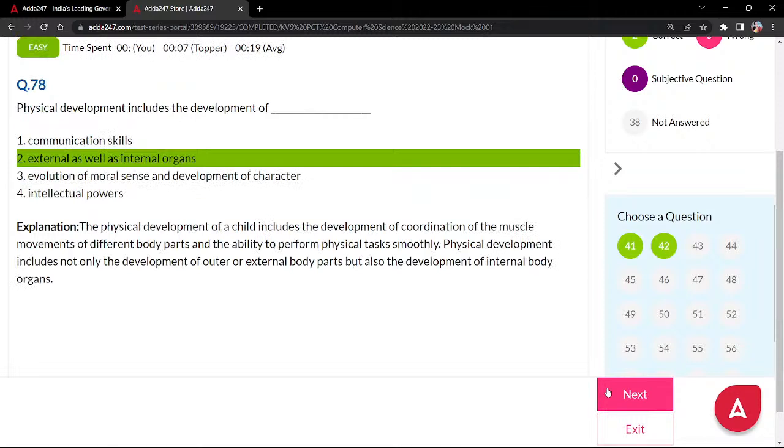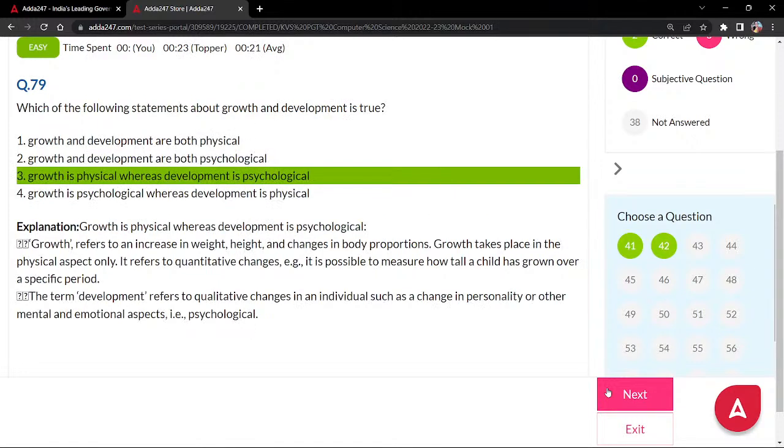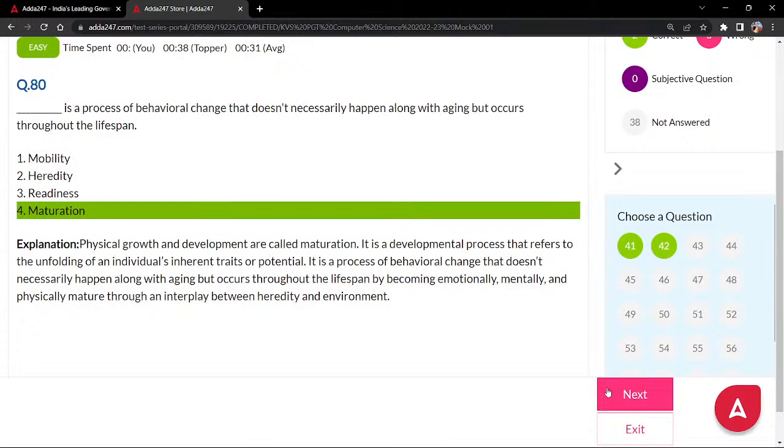Next, physical development includes the development of external as well as internal organs. Next, which of the following statements about growth and development is true? Growth is physical, whereas development is psychological. Maturation is a process; behavioral change does not necessarily happen along with aging but occurs throughout the lifespan.